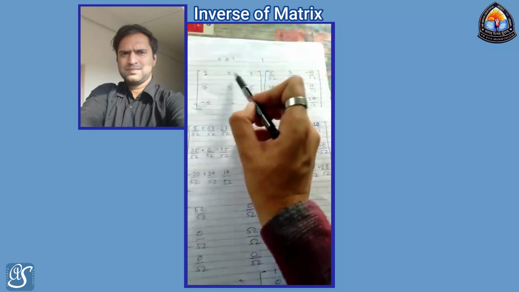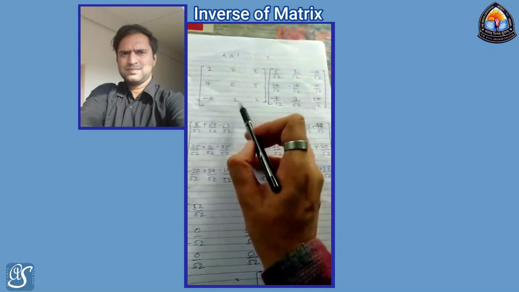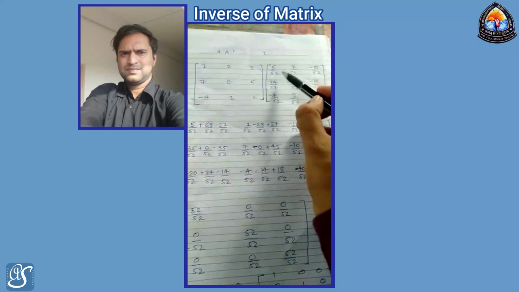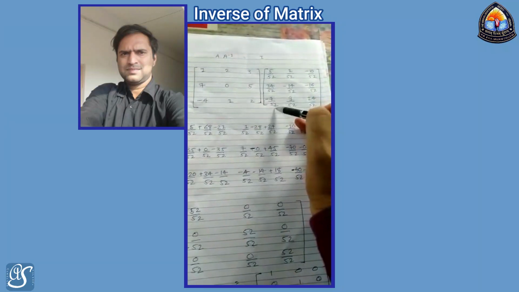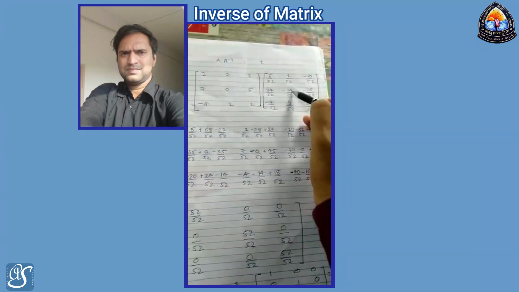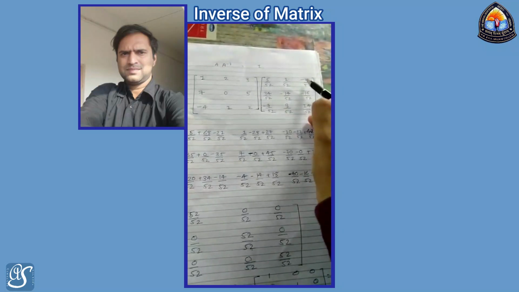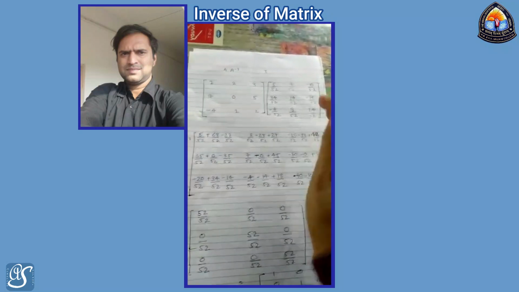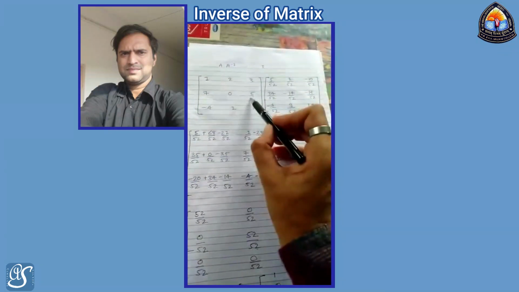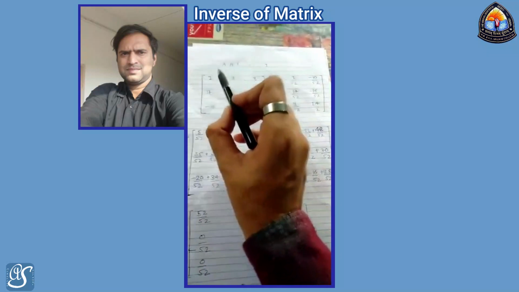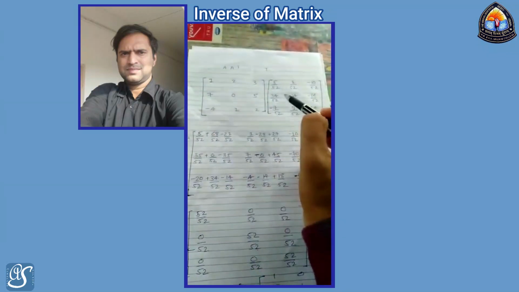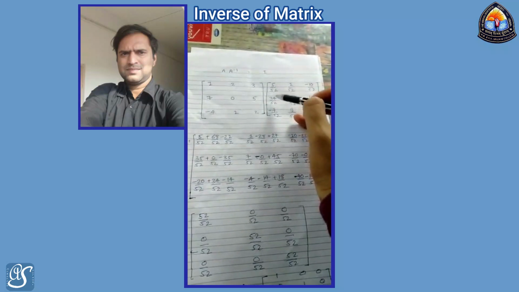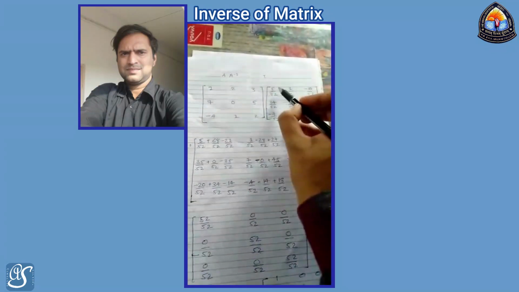Now matrix A is 1 2 3, 7 0 5, minus 4 1 2, and its inverse matrix, means A inverse, is 5 upon 52, 34 upon 52, minus 7 upon 52, 1 upon 52, minus 14 upon 52, 9 upon 52, minus 10 upon 52, minus 16 upon 52, 14 upon 52. Now multiplication of these two matrices. So start from first row and first column. So first row multiply with first column. So 1 into 5 upon 52.